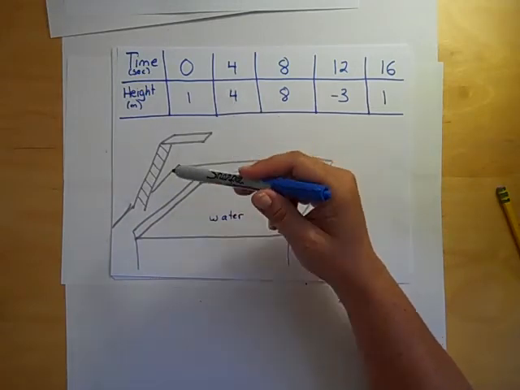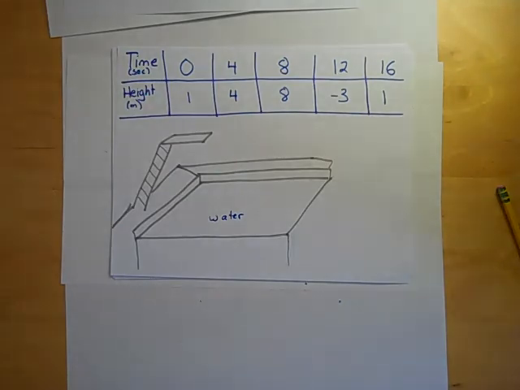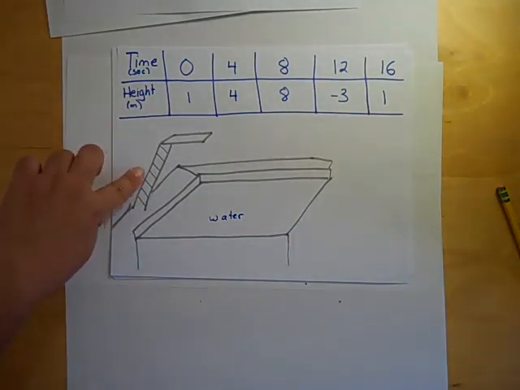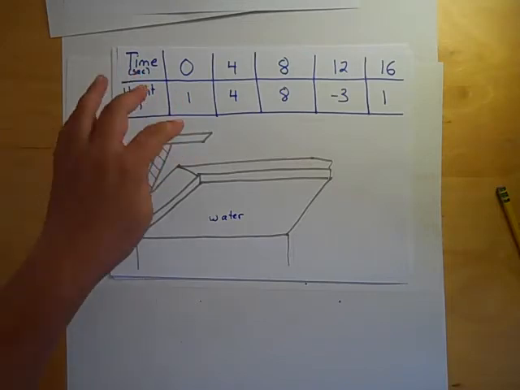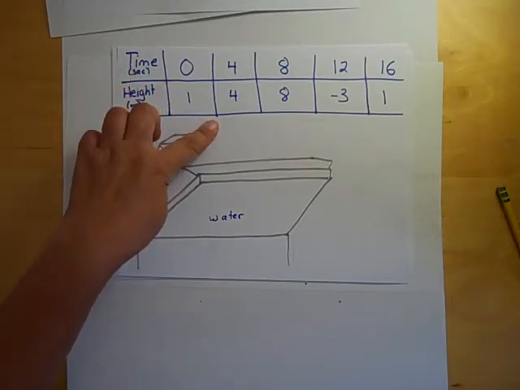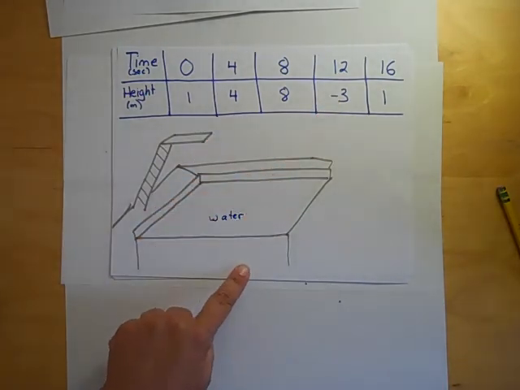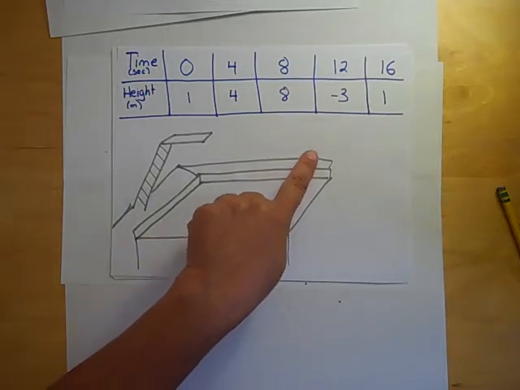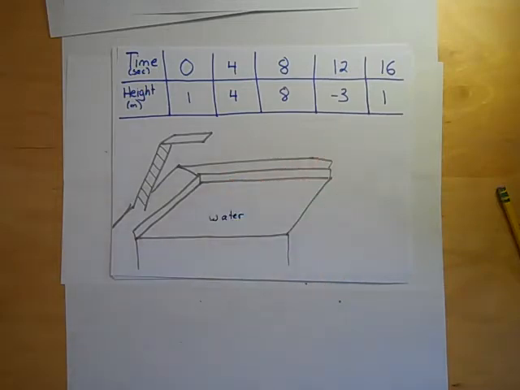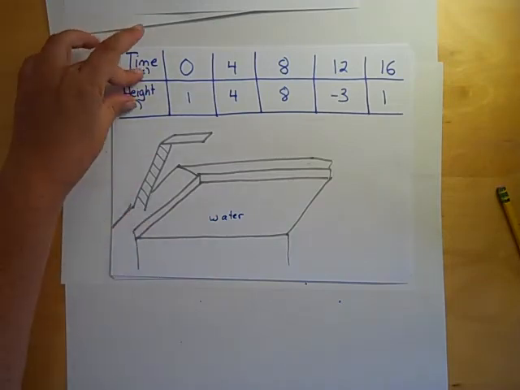At 4 seconds, he was about 4 meters up, so maybe he was climbing the ladder then. At 8 seconds, he was 8 meters up. He could be on the diving board. At 12 seconds, he's at -3 meters. He's probably below water then. And at 16 seconds, he's 1 meter above the water. So maybe he climbed out of the pool there. So that's what this table is showing us.